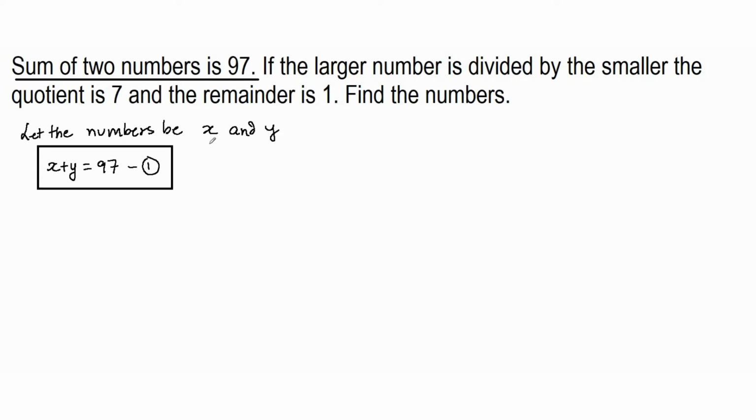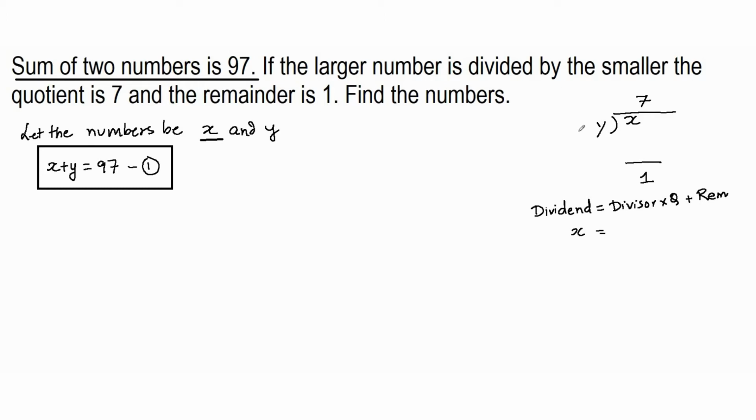So in this, let us assume that x is the larger number. So what they're telling me is when I divide the larger number by the smaller number, the quotient is 7 and the remainder is 1. So we are well aware of the relation that dividend is equal to divisor multiplied by quotient plus the remainder, right? So the dividend in this case is x. So x is equal to, the divisor is 7, right?